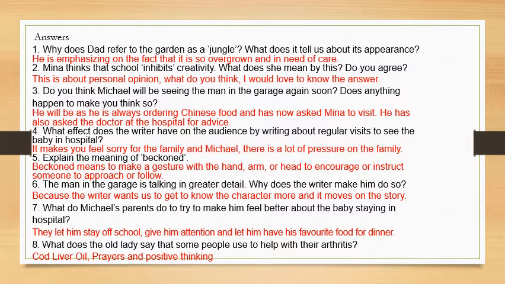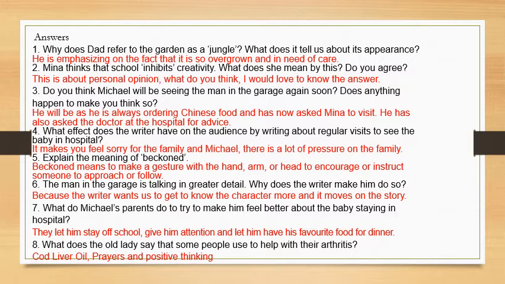Number 5, explain the meaning of beckoned. Beckon means to make a gesture with the hand, arm, or head to encourage or instruct someone to approach or follow. Number 6, the man in the garage is talking in greater detail. Why does the writer make him do so? Because the writer wants us to get to know the character more and it moves on the story.